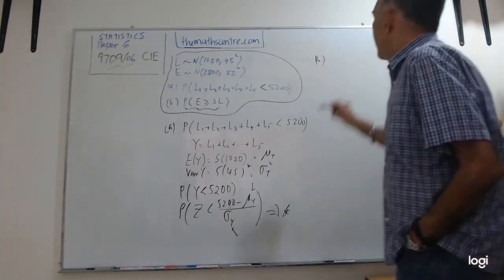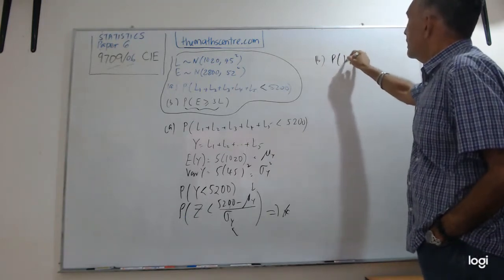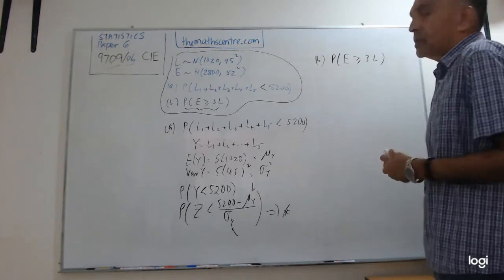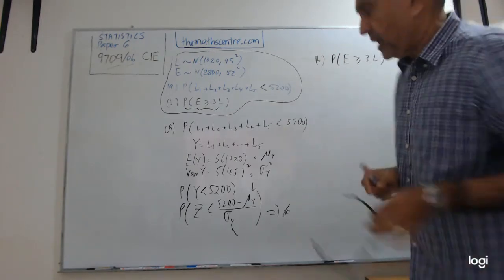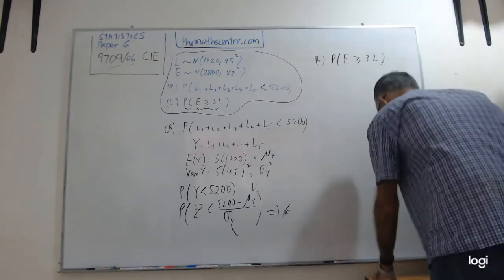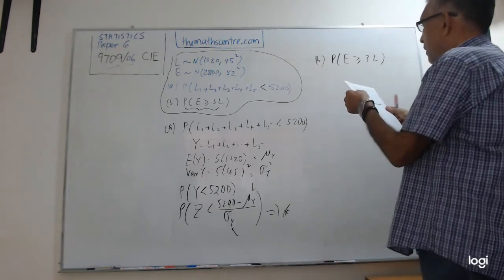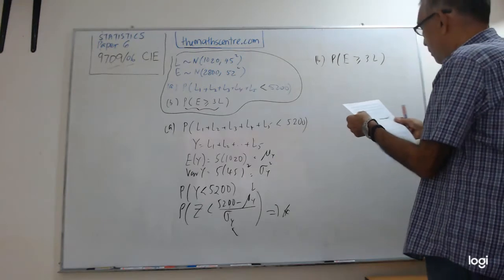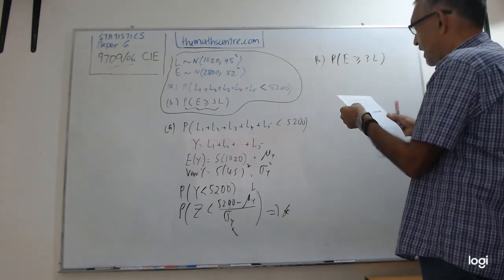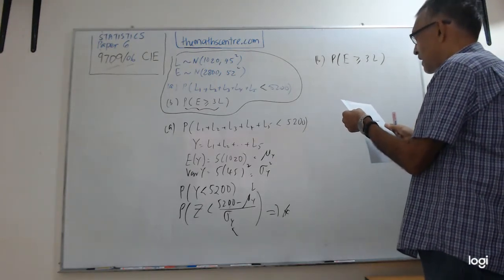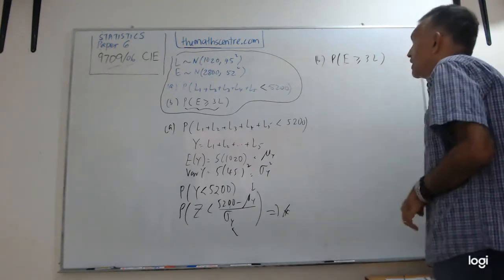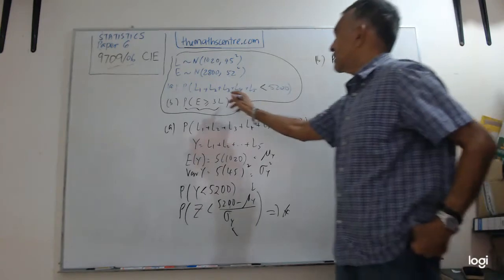So let me write it here. Probability. Okay, so let me wear my glasses and I'll read you the question that is here. Find the probability that the lifetime of a randomly chosen NLO bulb is at least 3 times that of a randomly chosen long-lived bulb. So at least 3 times. So that's how you write this line here.